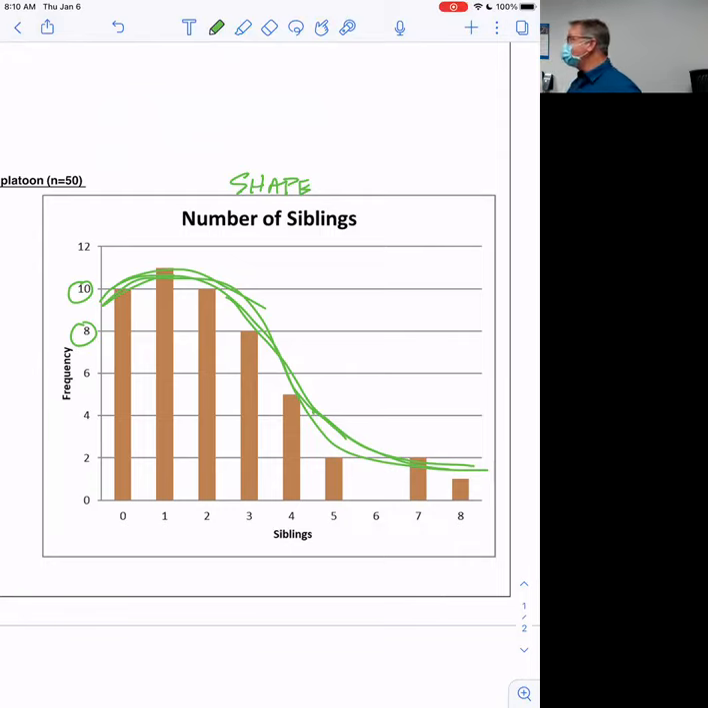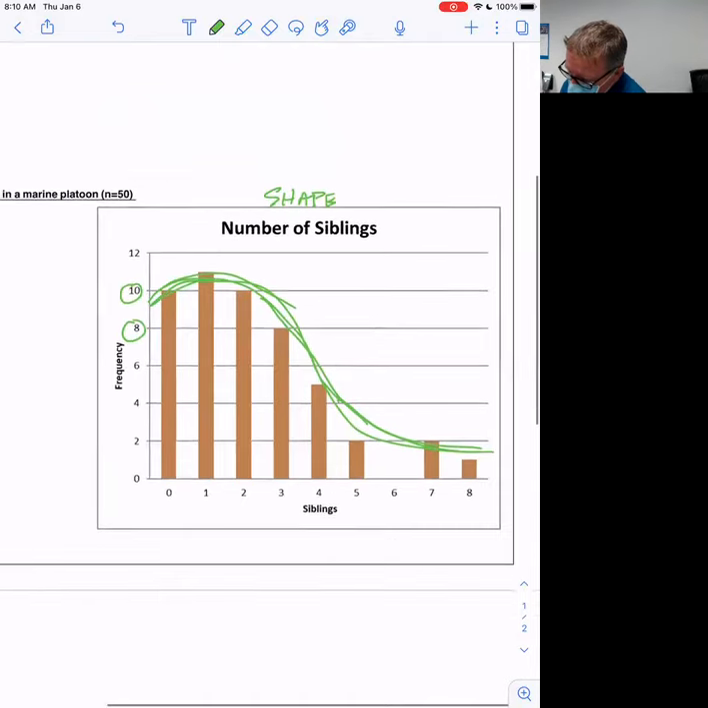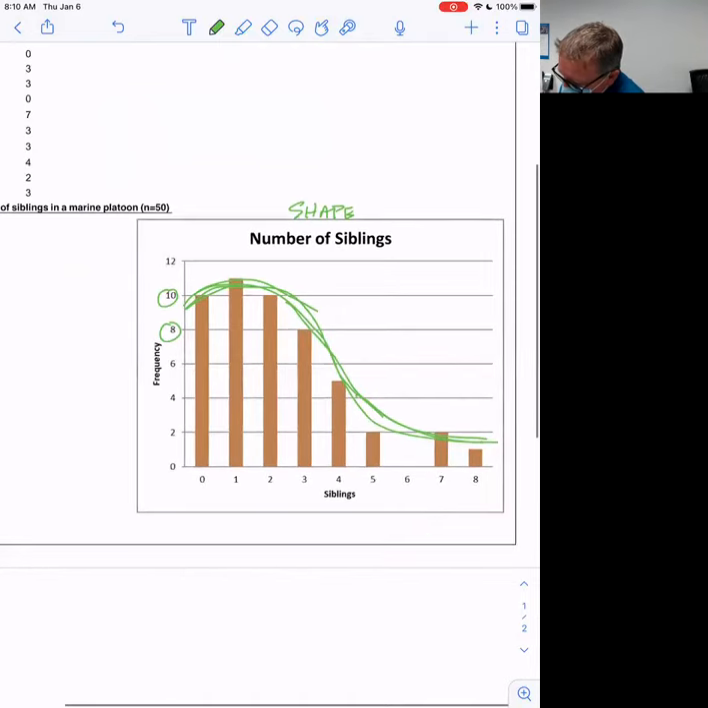My grandmother had 16 siblings. So you can probably appreciate there would be some, this would actually go further to the right and even get smaller. But there's people that have more than 8.